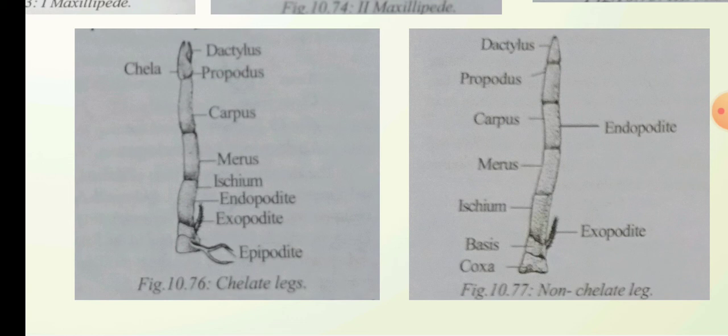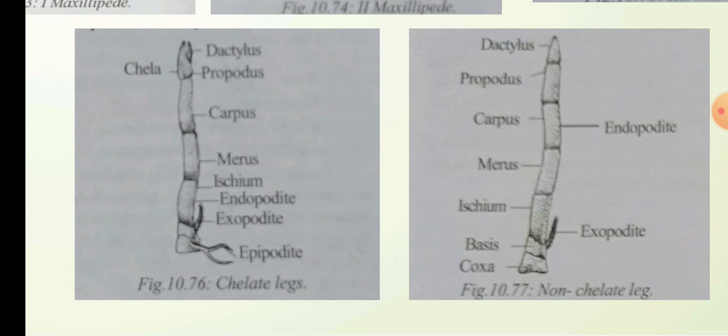Then comes the non-chelate leg. Non-chelate legs form 2 pairs of walking legs, and they are the last 2 thoracic legs. They are biramous, and the protopodite is formed of coxa and basis. The endopodite is made up of 5 podomeres, and the last 2 segments of the endopodite are arranged in a linear, normal order, which we have already studied. Only in chelate legs do they form a forceps.